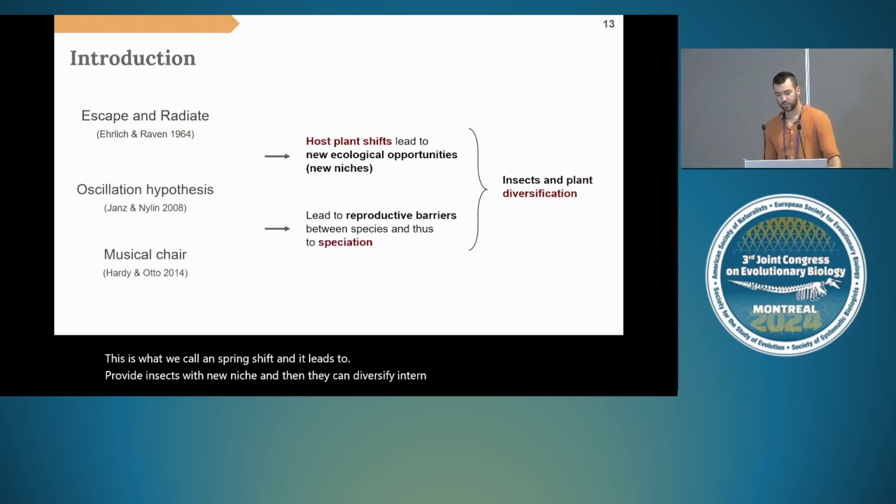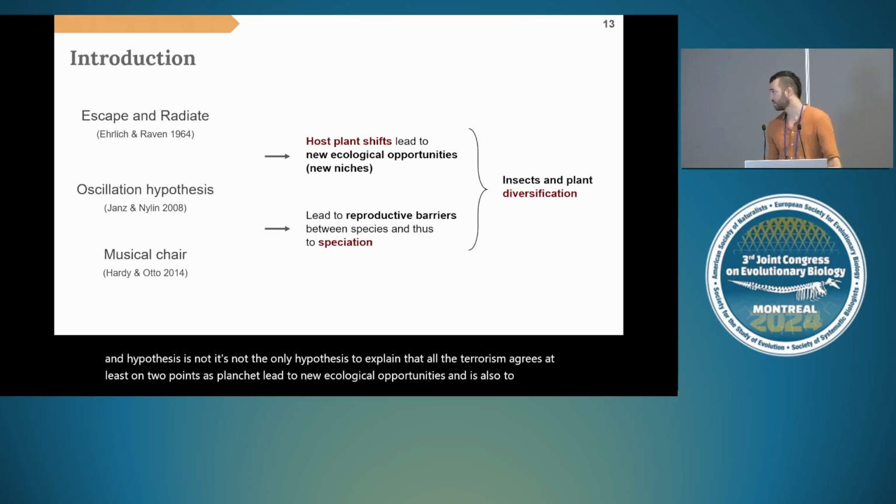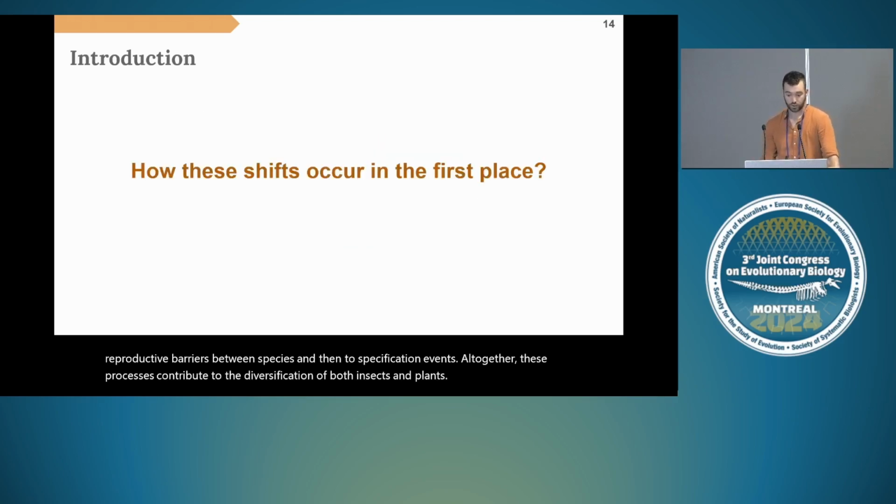Even though the escape and radiate hypothesis is not the only hypothesis to explain that, all the theories agree on at least 2 points. Host plant shifts lead to new ecological opportunities and also lead to reproductive barriers between species and then to speciation events. Altogether, these processes contribute to the diversification of both insects and plants. So the remaining question is how these shifts occur in the first place. In other words, what are the ecological opportunities leading to host plant shifts in insects?